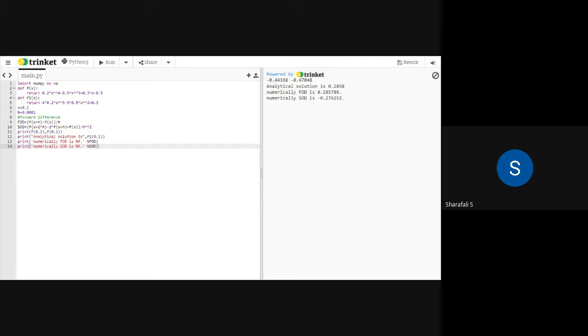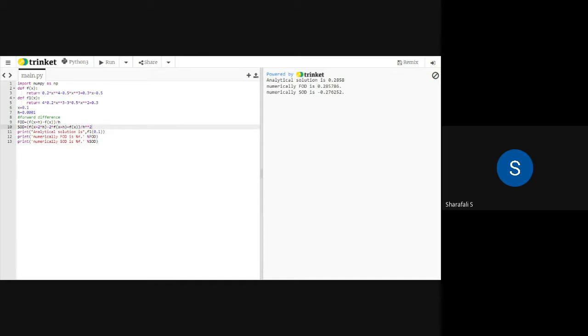Oh, this is just the function, so this is not required, and this is also not required. That I have used for some calculation. Now you can also use f of 0.2 and f of 0.1 to verify the result that you got theoretically.